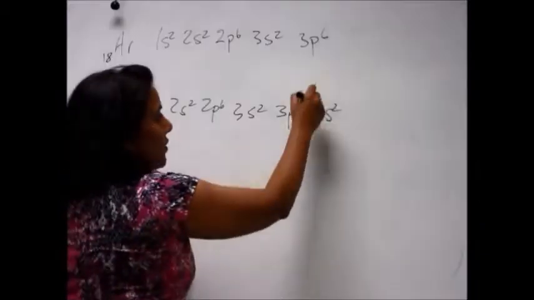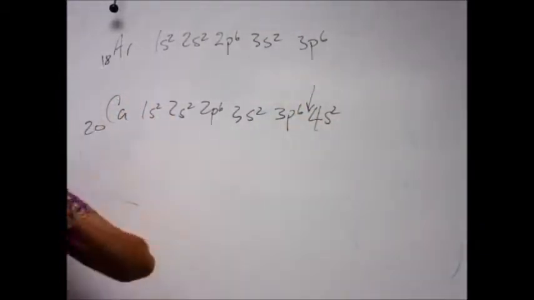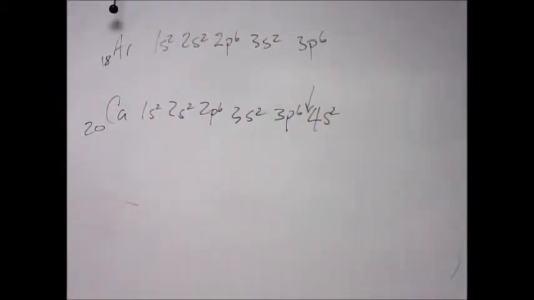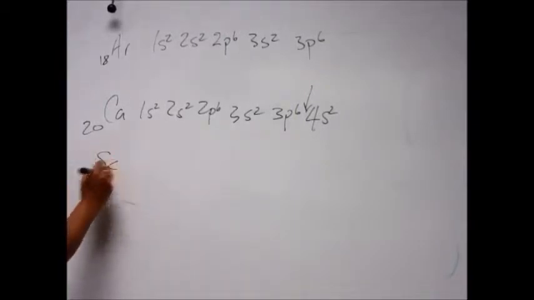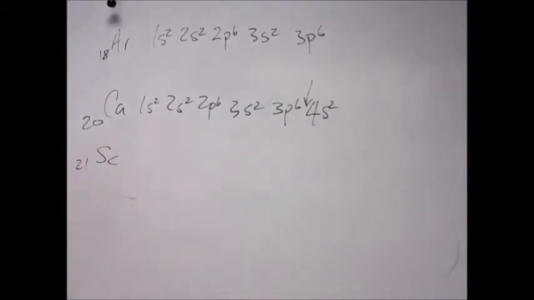So again, if you want to give yourself a reminder, 3D is missing over here, because we haven't started filling 3D yet. Because 4s2 is lower in energy than 3D. So then we get to Sc, which is 21.